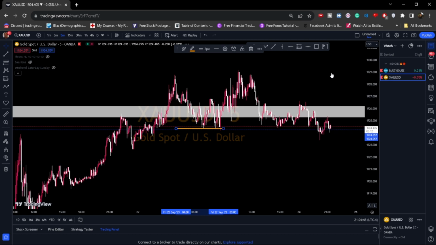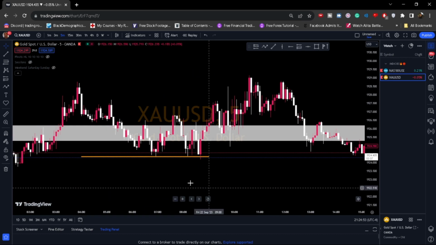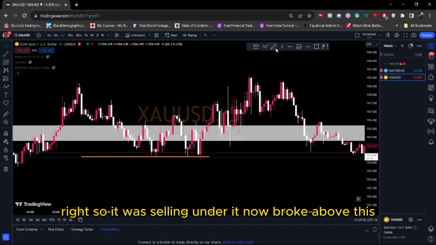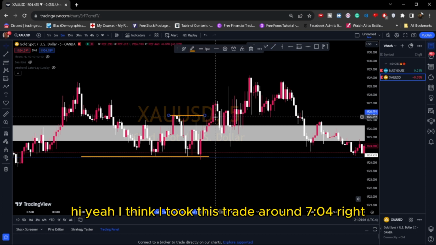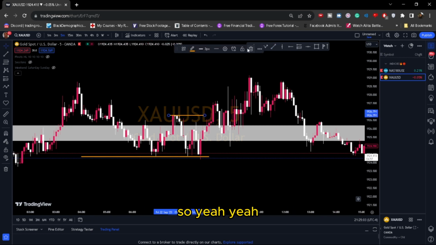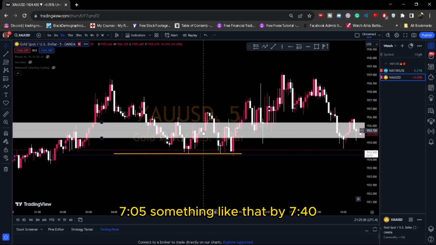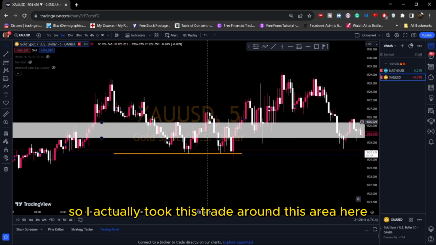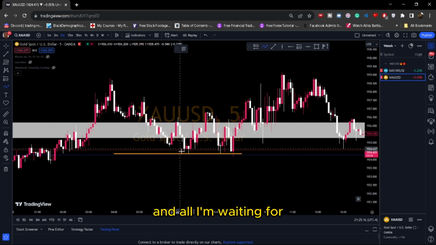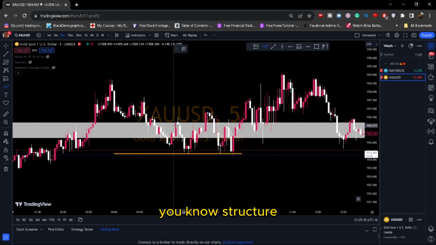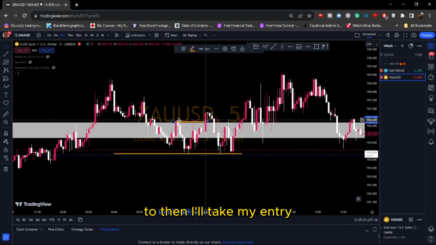because price changed trend. So it was selling and then it broke above this high here. I think I took this trade around 7:04, so I took this trade with this particular candle here, 7:04, 7:05, something like that. So I took this trade around this area here. The reason being, like I told you guys, it retraced, and all I'm waiting for is for price to break structure, which it did in the 5-minute time frame here. So then I'll take my entry.